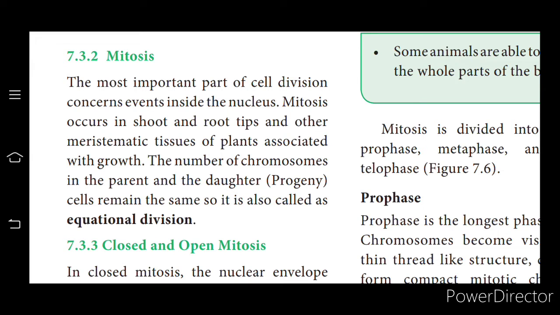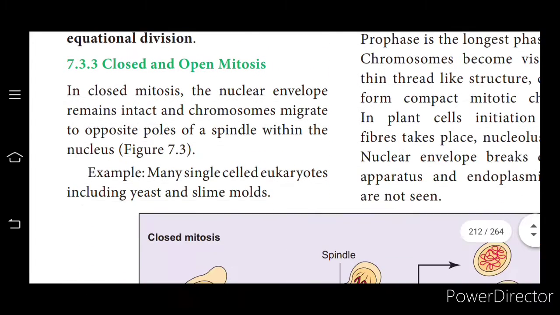The number of chromosomes in the parent and daughter cells remains the same, so it is also called equational division. Why? Because the parent has genetic material, and the same quantity of genetic material will be transferred to the progeny, the younger one or the offspring. So it is called equational division.